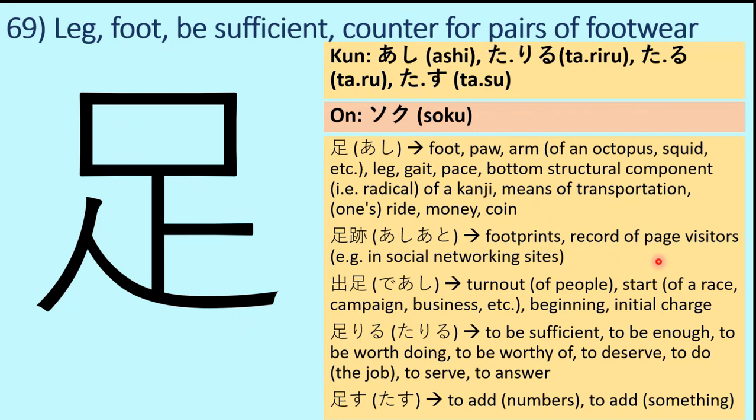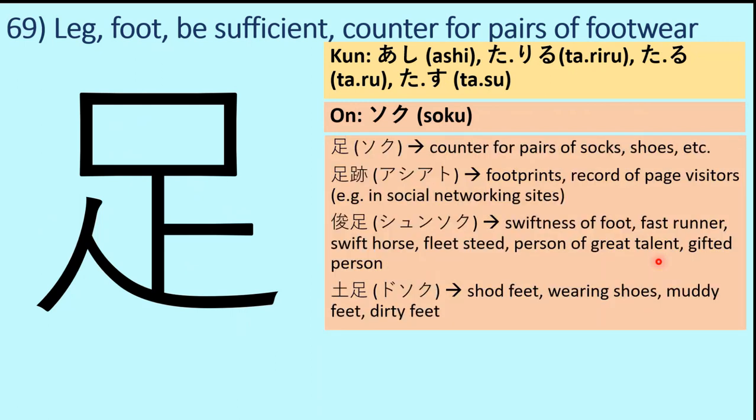Tariru means to be sufficient, to be enough, to be worth doing, to be worthy of, to deserve, to do the job, to serve, to answer. Tasu means to add numbers, to add something. Let's move on to the On'yomi readings. On'yomi readings is soku, which means counter for pairs of socks, shoes, etc.